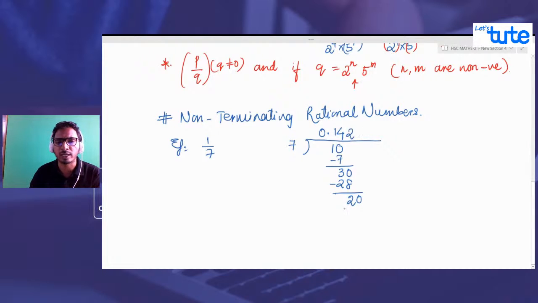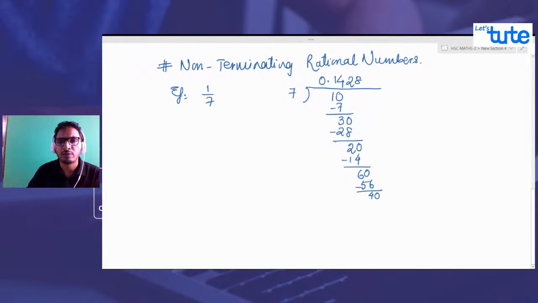Then 7 twos are 14. We get 6 on subtracting, and we put 0. So 7 eights are 56. On subtracting, we get 4, and we put 0. And then 7 fives are 35. We get 5, 0. And then 7 sevens are 49. Subtracting, we get 1, 0. If you see, this is again repeated.